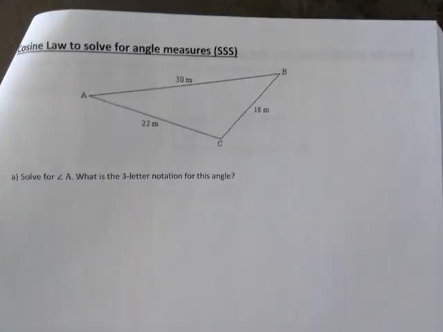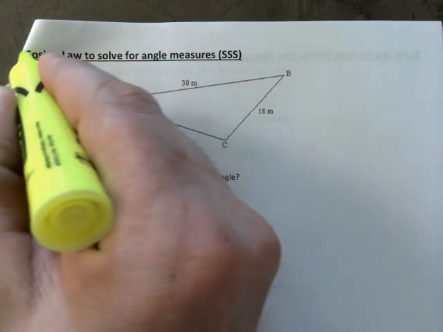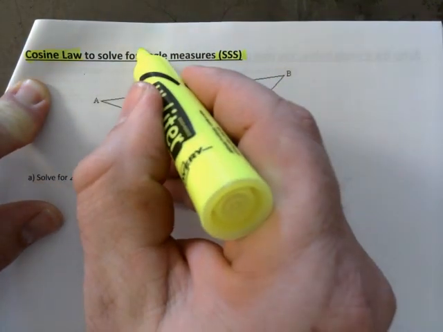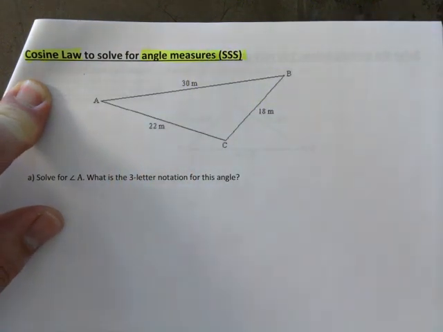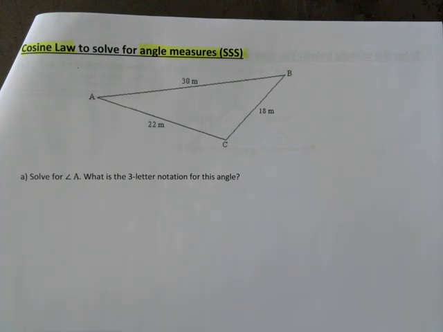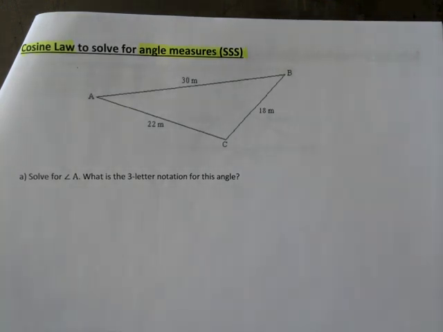This one is, to me, a dead giveaway. You have to use cosine law when it's side, side, side, right? And we're going to have to figure out angles, because the sides are already solved. So in this particular case, watch what I'm going to do here.